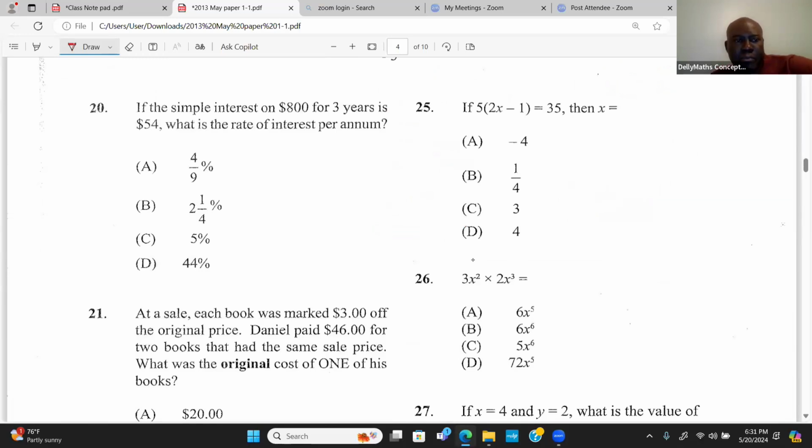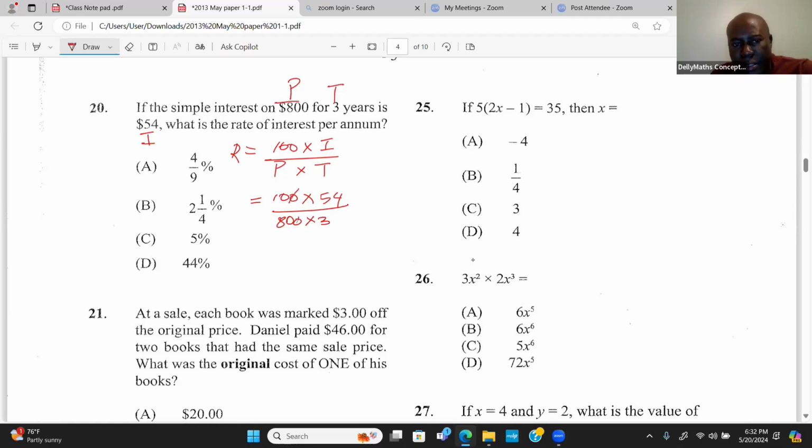All right, take a look at this. If the simple interest on $800 for 3 years is... so this is the interest. Can you notice the sentence? The simple interest on the principal for that time is, right? So now they want the rate. Now the rate is always 100 times your interest over principal times time. This is 100 times your interest over 800 times the time. And you work it out.